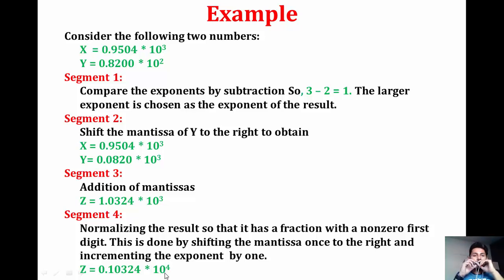Okay, so the entire floating point addition process is divided into a number of segments that we have seen here. What will the first segment do? It will compare the exponents by subtracting the numbers. Then the second segment will align the mantissas, shifting them so that the exponent values can be aligned, and then we perform addition and then normalize the result.